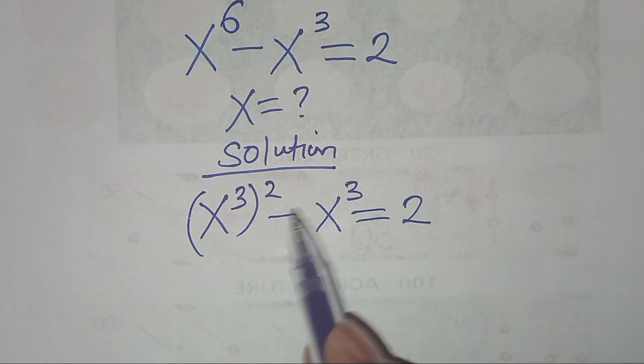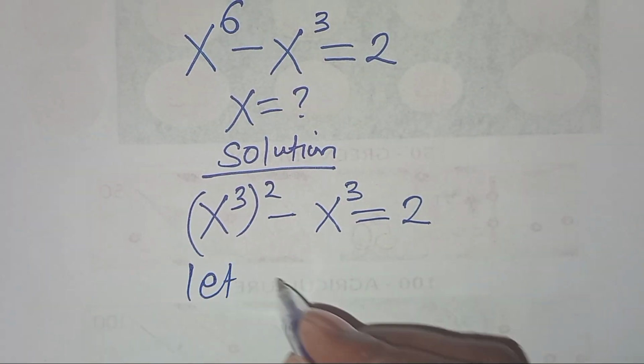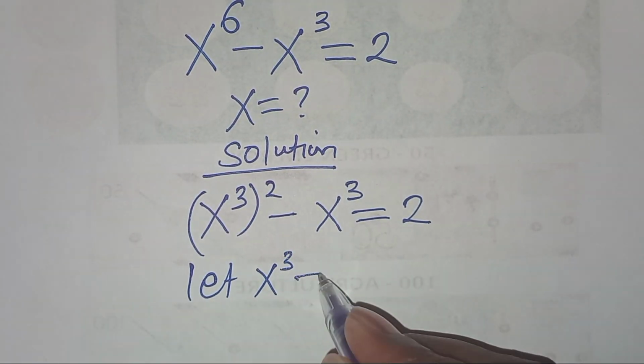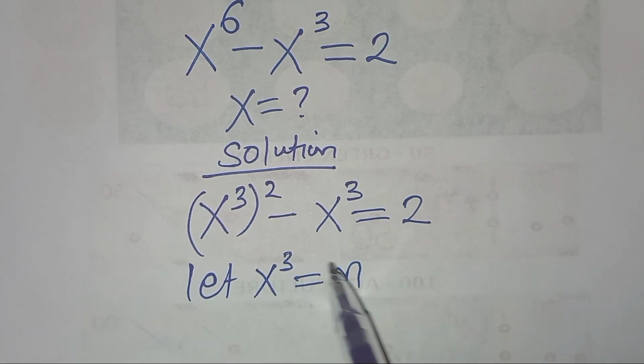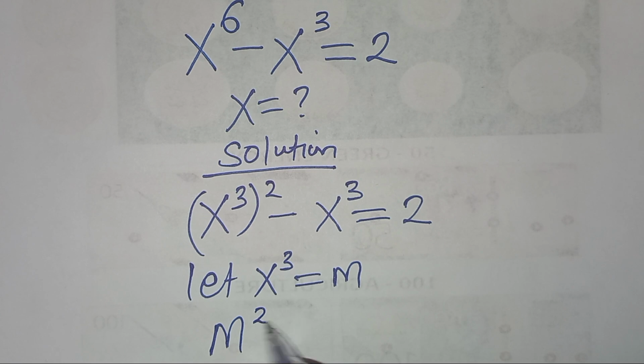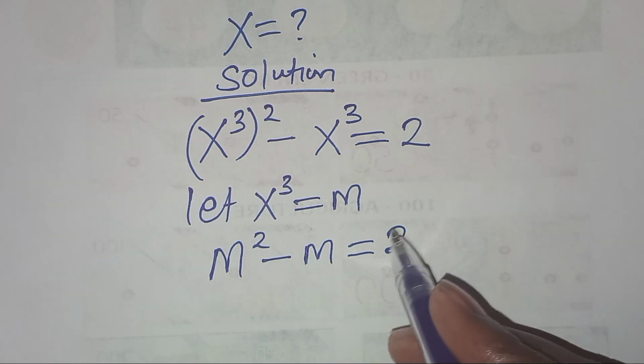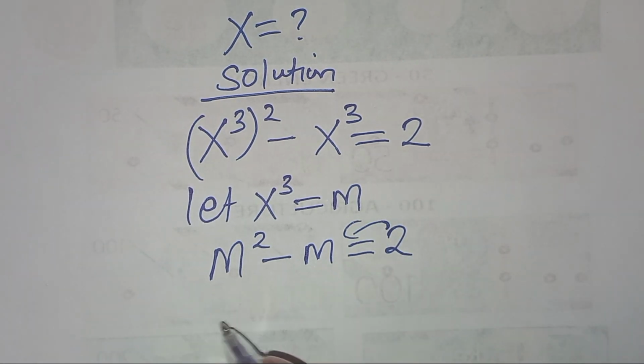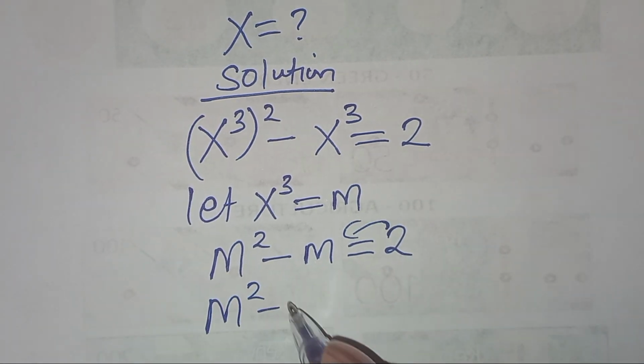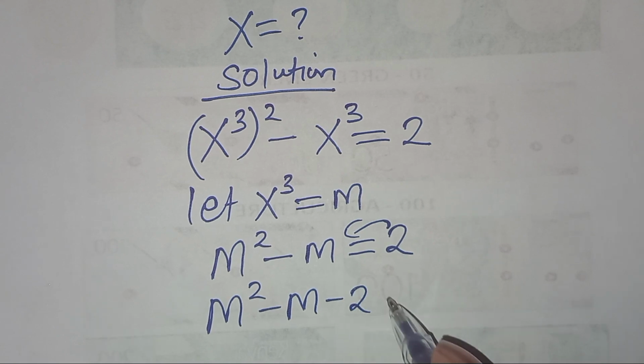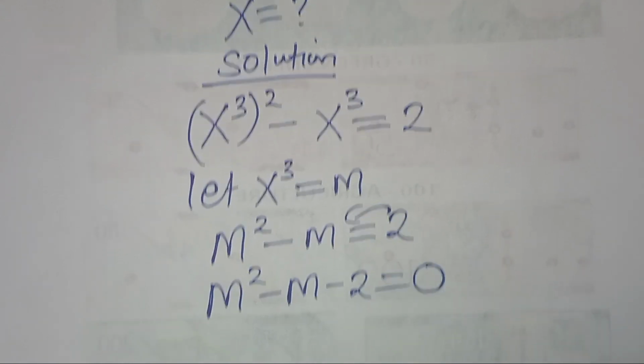The next step from here, we can say let x to power 3 be equal to m. So let's substitute x to power 3 with m. So here we'll have m squared, subtract m, this is equal to 2. So let's take 2 on the left hand side so that here we'll have m squared minus m minus 2, this is equal to 0.